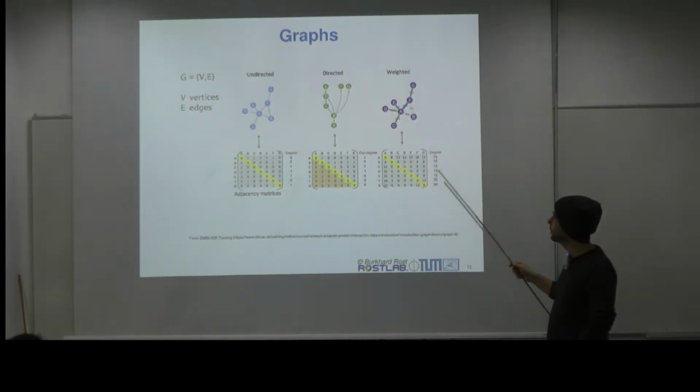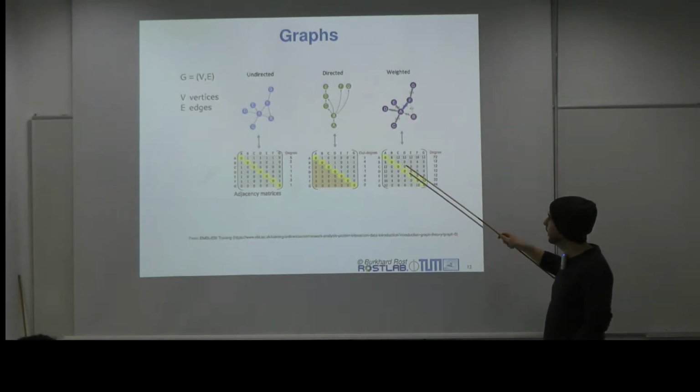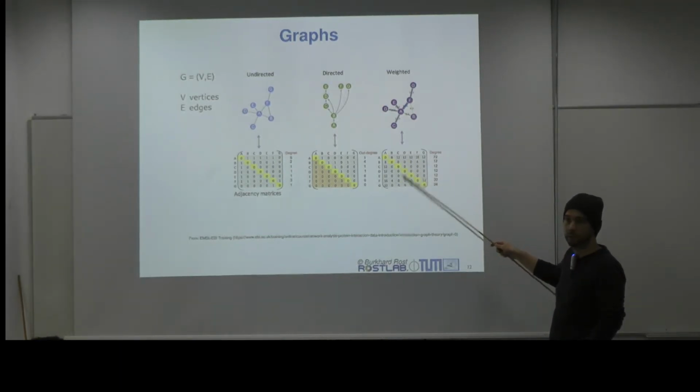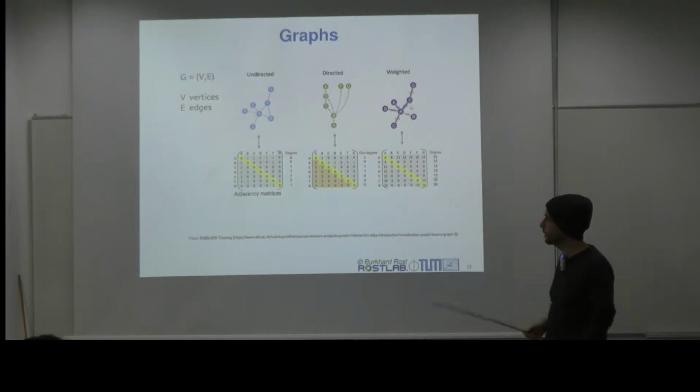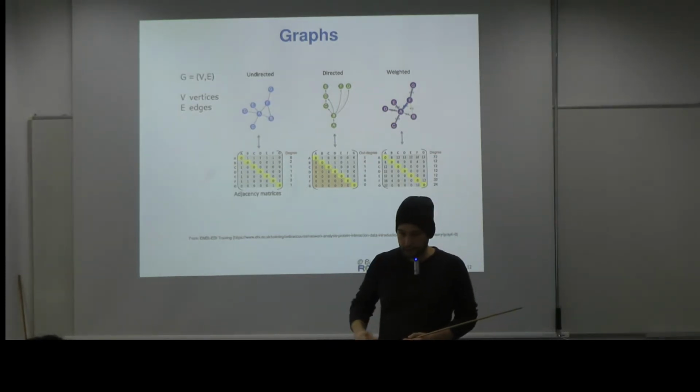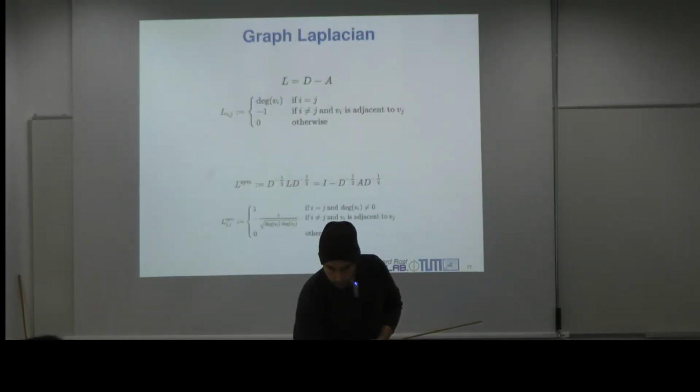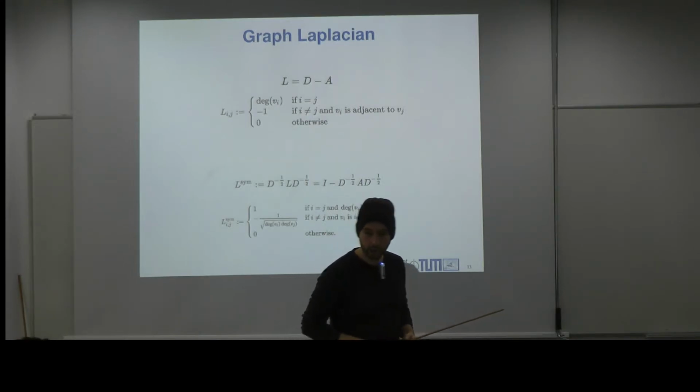If it's bidirectional, so no actual direction applied like here, the adjacency matrix is symmetric again. But now we are not having a binary case where we have zeros or ones, but we actually have the weights in there. Okay?